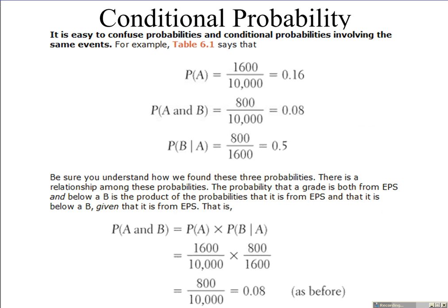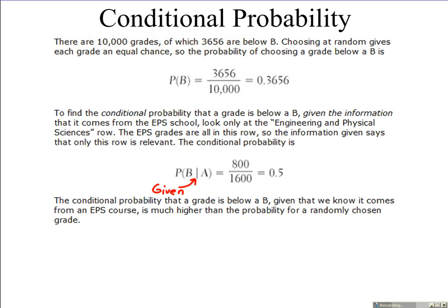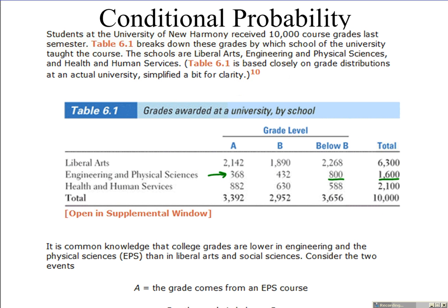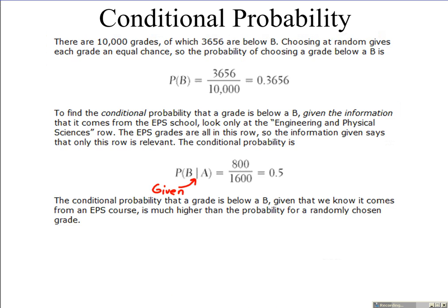It is easy to confuse probabilities and conditional probabilities involving the same events. So the probability of event A happening, remember event A was that the grade came from an EPS course. That was 1,600 out of the 10,000 grades. We can see that from our table. EPS grades right here, total grades right here. There's the probability that it's an EPS course.